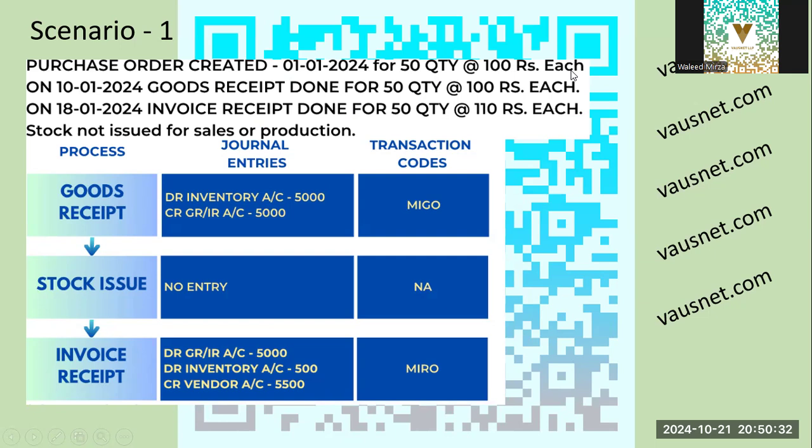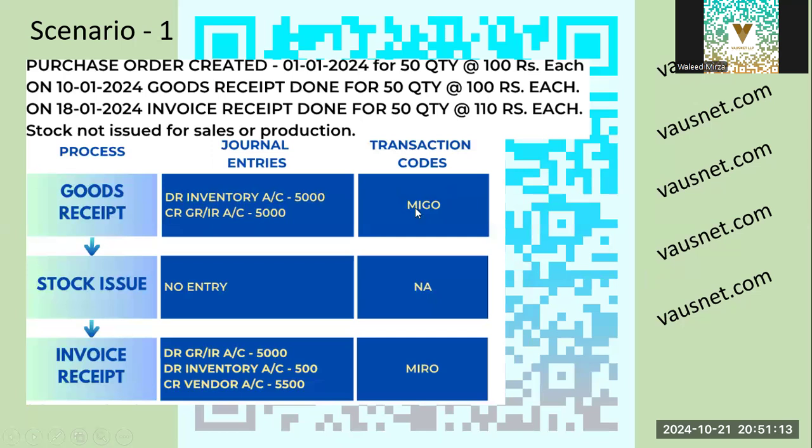So both these things are matching, but this is not a financial impact thing. Financial impact happens at this point when goods are received. So 5,000 stock debit and GRIR account credit, because we didn't receive the invoice on 10th. We received the invoice on 18th, which is a week later, at 110. And the stock is not issued for sale or production. So our inventory account on the day of receiving goods, 5,000 is debited.